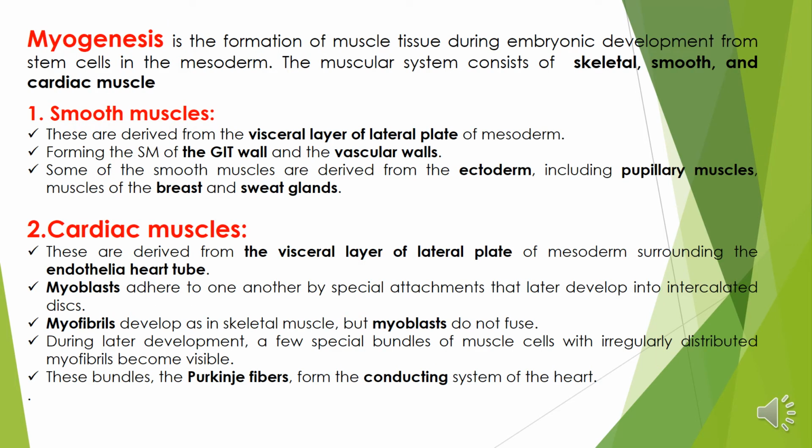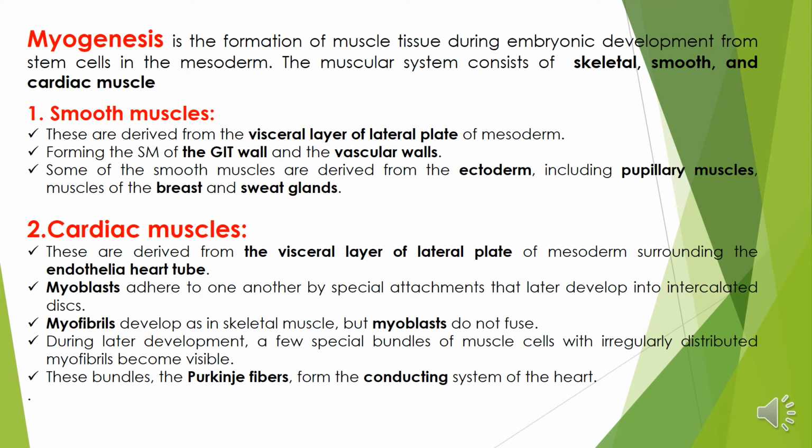Now the myogenesis. Myogenesis is the formation of the muscle tissue during embryonic development from the stem cells in the mesoderm. The muscular system consists of the skeletal, the smooth, and the cardiac muscles. First, the smooth muscles. The smooth muscles are derived from the visceral layer of the lateral plate of the mesoderm.